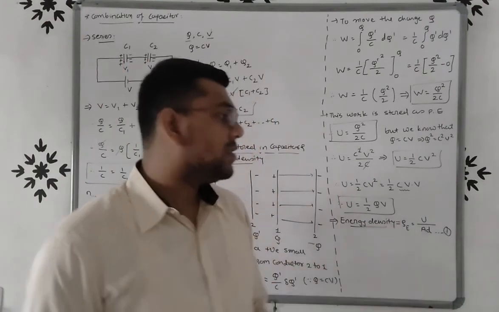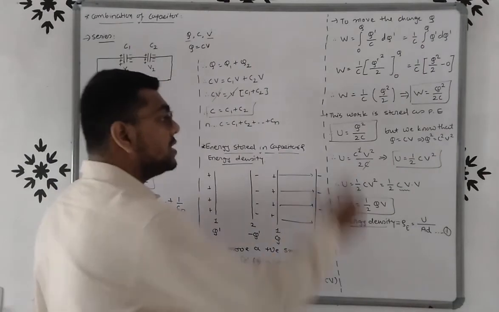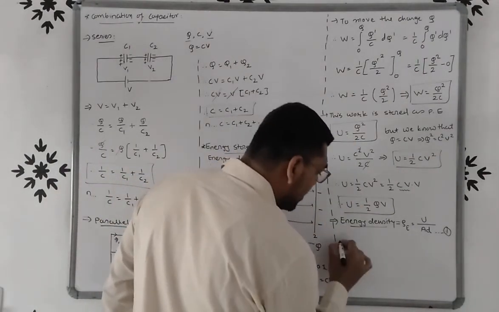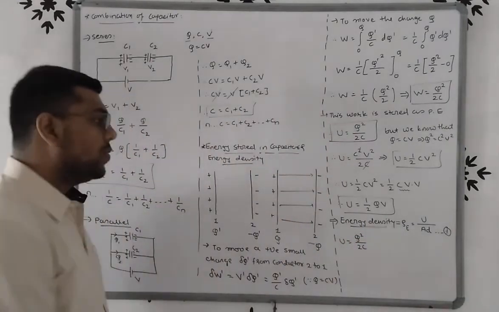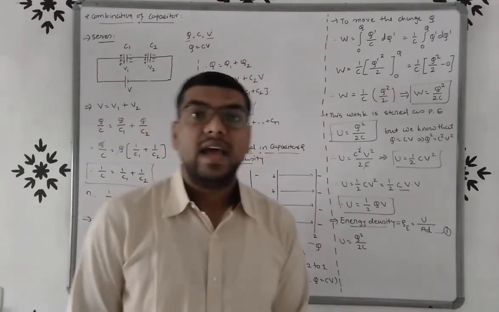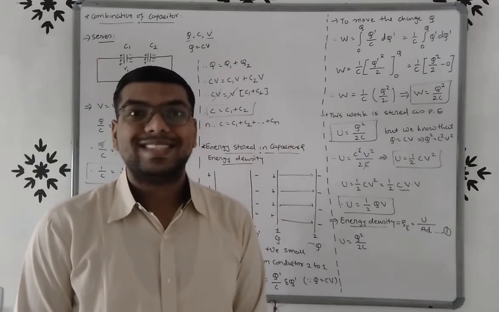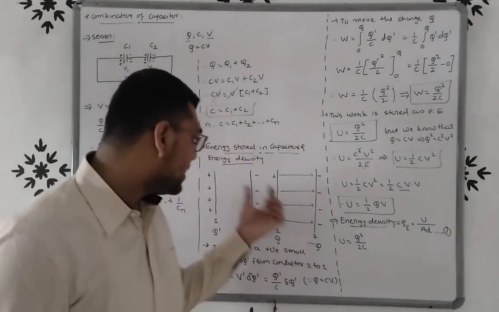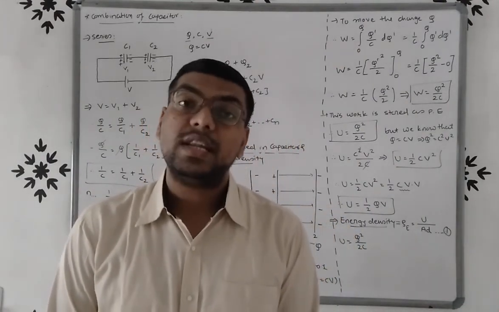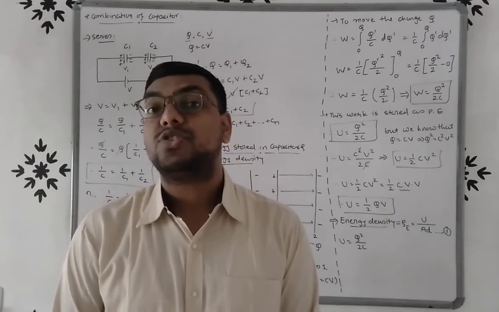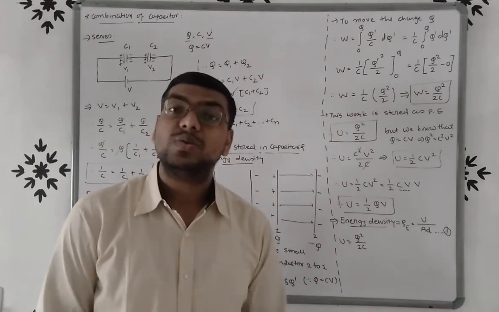Now we have to derive the equation of energy density. So we use the equation U is equal to Q square by 2C. Now this conductor has area A, so there is a surface charge density sigma. We already know that surface charge density sigma is equal to Q by A. So if sigma is equal to Q by A, then Q is equal to sigma into A.